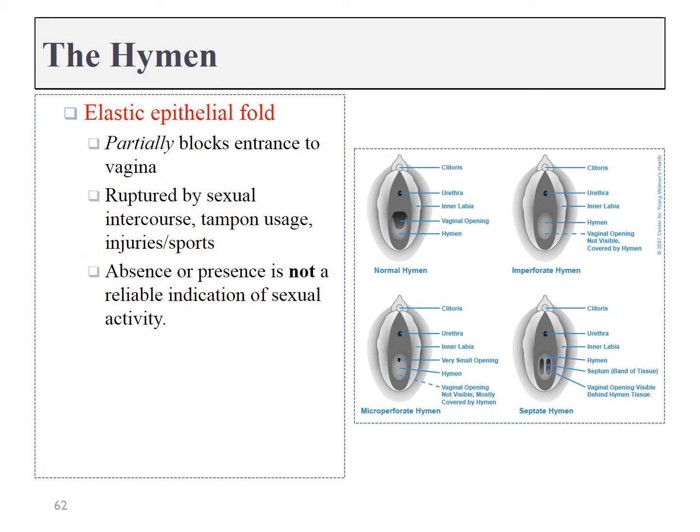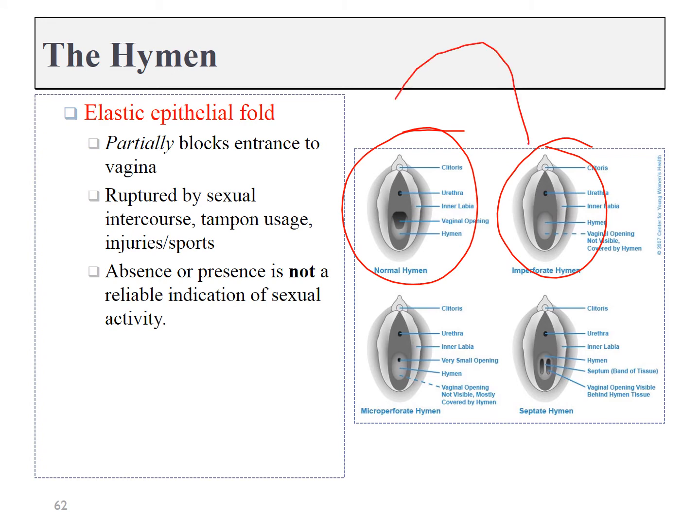At birth, the entrance from the vestibule to the vagina can be either fully or partially blocked by an epithelial lining called the hymen. This epithelial lining may be damaged and perforated by sexual intercourse, or it might not. But there are a number of other things that can damage this epithelium.